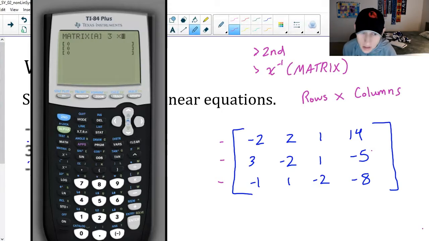So now I should see that my matrix made 3 rows. And then there's 1, 2, 3, 4 columns. So I want there to be 4. And then I'll click enter. And I can see that now on my calculator, there is a matrix that has 3 rows and 4 columns. It kind of goes off to the right side, but that's okay.